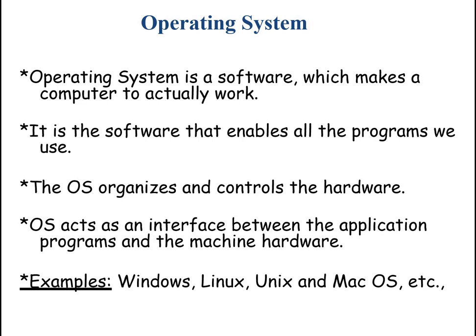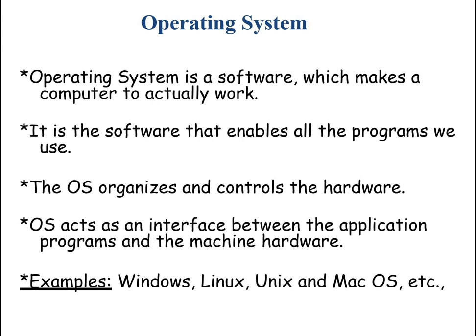When you don't have a proper operating system, even if you have lots of hardware, many storage devices, or many external or secondary storage devices, or many application softwares, without an operating system the whole computer is stuck. It will not work. So the OS enables all the programs we use, and the OS organizes and controls the hardware also. And OS acts as an interface between the application programs and the machine hardware.